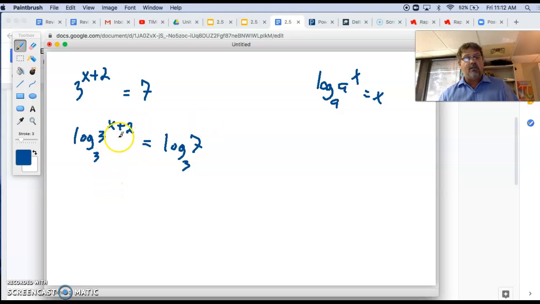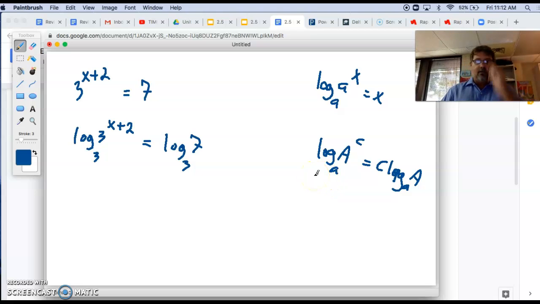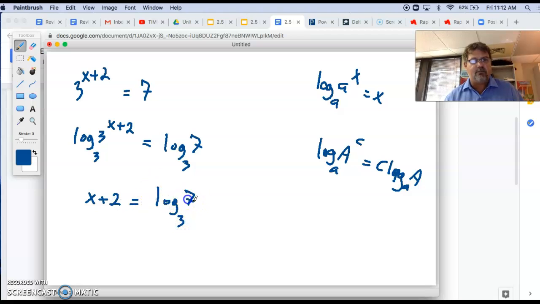It drops it down. Somebody might say, well, you could use this law. All right, we have another law we could look at here: log base a of A to the c is c log base a of A, right? That's your third law. And you could look at it that way too, but see, log 3 of 3 is a 1. So if you move that out front, it's going to drop down and become a 1 anyway. So you just get this: log 3 of 7.